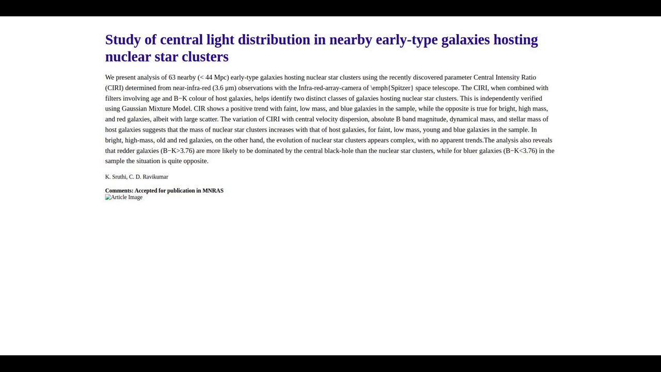The variation of CIR with central velocity dispersion, absolute B-band magnitude, dynamical mass, and stellar mass of host galaxies suggests that the mass of nuclear star clusters increases with that of host galaxies for faint, low mass, young and blue galaxies in the sample. In bright, high mass, old and red galaxies, on the other hand, the evolution of nuclear star clusters appears complex, with no apparent trends. The analysis also reveals that redder galaxies are more likely to be dominated by the central black hole than the nuclear star clusters, while for bluer galaxies in the sample the situation is quite opposite.